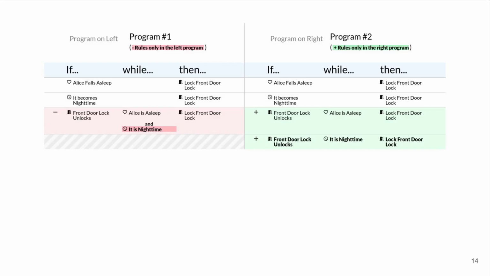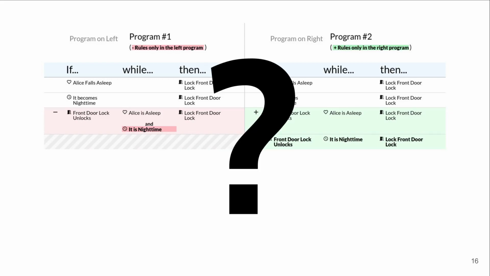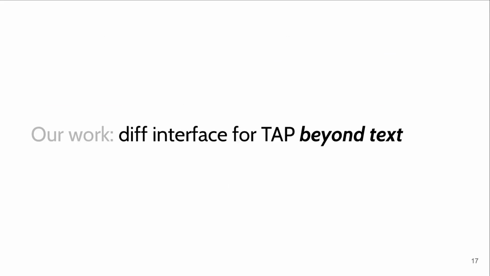This interface shows the two programs side by side. The red and green colors indicate rules that differ between the two programs. However, it is difficult to understand the true impact of these differences on the system using just text-diff. In this work, we propose, implement, and evaluate two new ways of displaying differences between related trigger action programs.